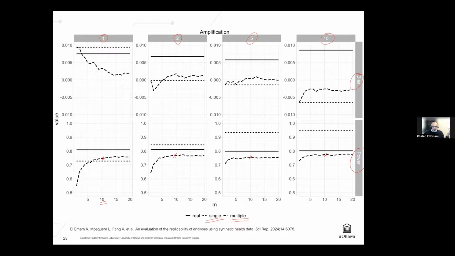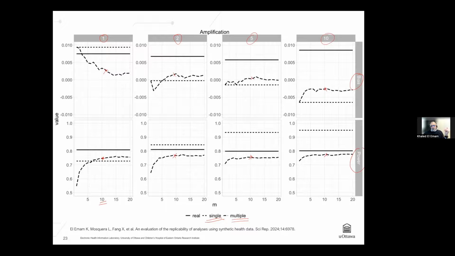So power is quite close to the nominal level. It was 80%. The simulations were designed for data set sizes that give 80% power. The power is quite close to the nominal value, but amplification doesn't really matter. And then bias, of course, you want it to be as close to 0 as possible. Again, at around 10 data sets, you start to plateau, and your bias is approaching 0 or very close to 0, but really amplification doesn't matter.